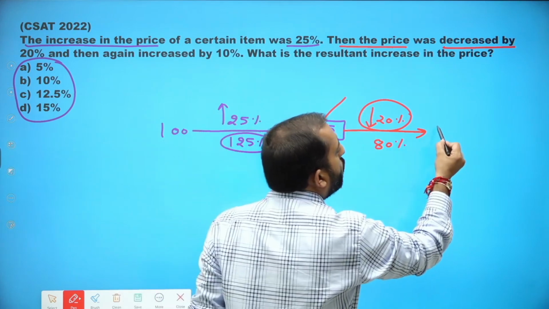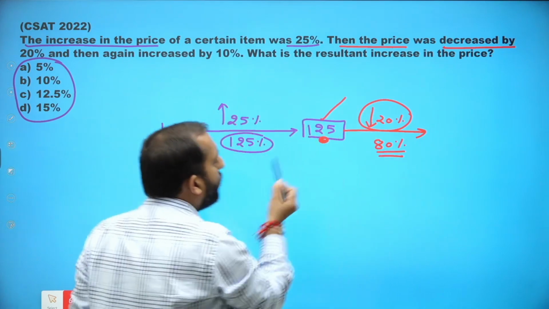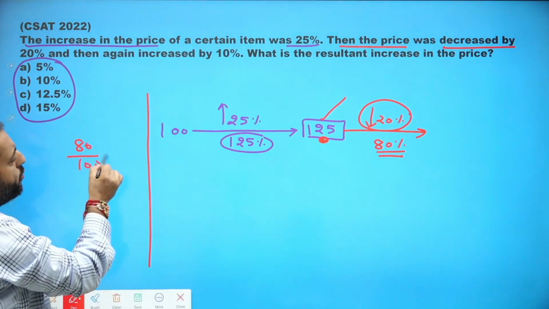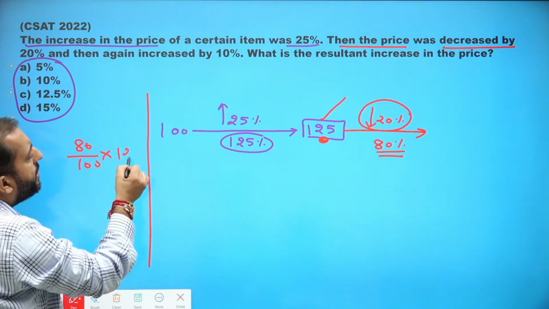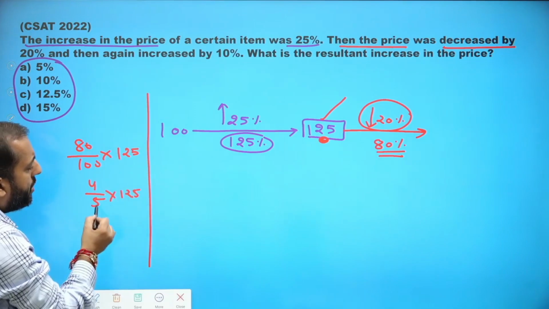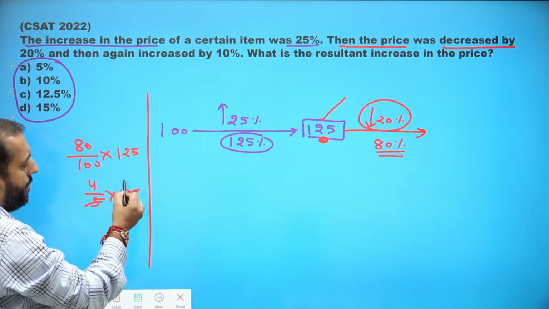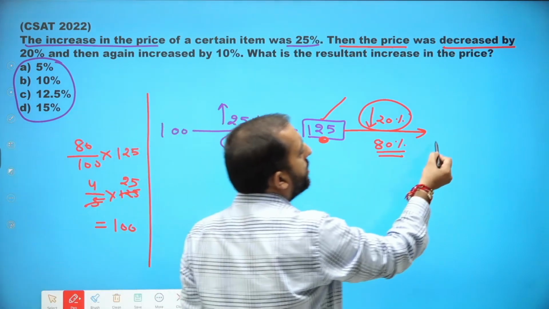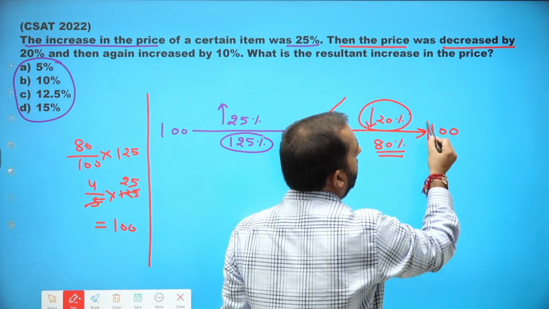So what is 80% of 125? If you know that 80% is 4 by 5, then 4 by 5 of 125 is going to be 100 only. So over here it is 100 again.